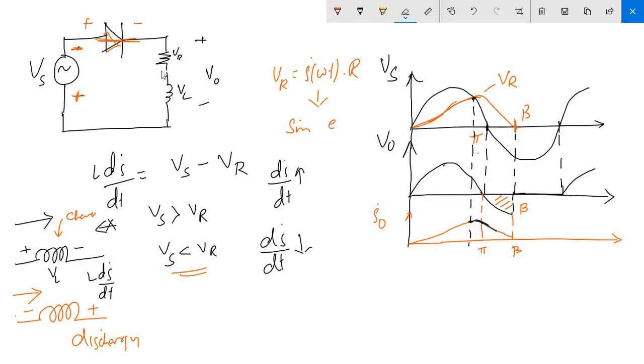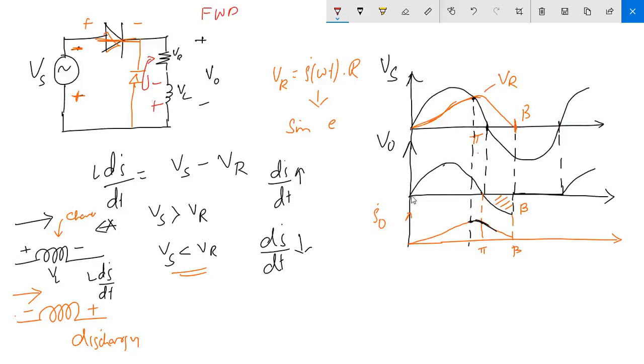Whenever they are connecting an RL load, they always connect one extra diode across the RL load, and this is called a freewheeling diode. What it does is that when your inductor wants to discharge, it will discharge through the freewheeling diode, not through your main diode.